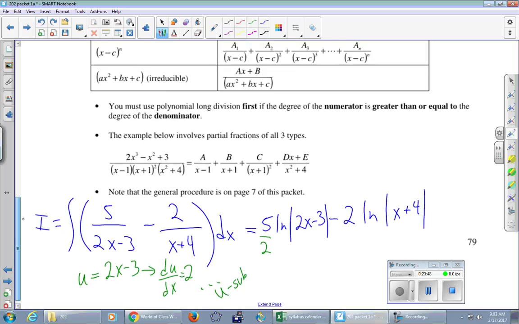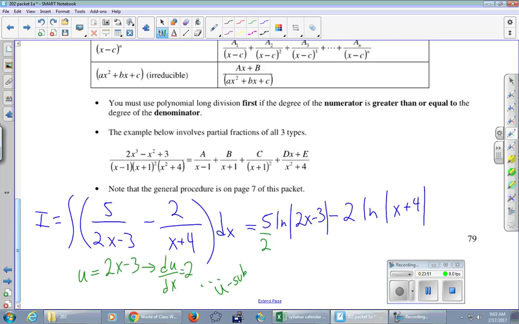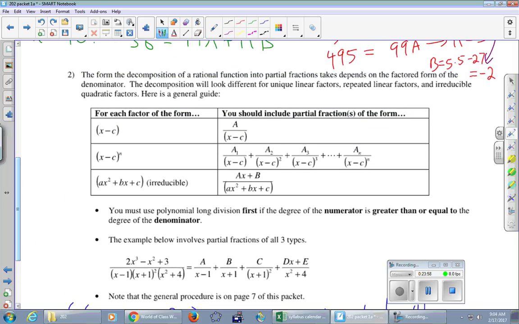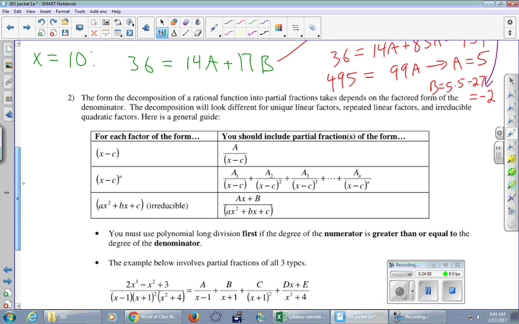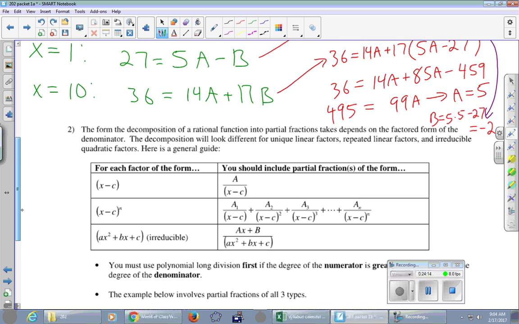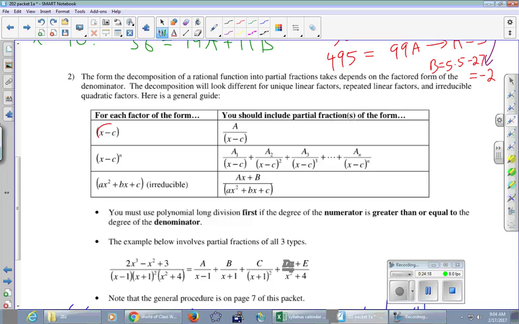Okay, so let's look at some stuff in general about this technique. Again, it's called partial fractions. So here's the idea. The form the decomposition of a rational function into partial fractions takes depends on the factored form of the denominator. In our case, our denominator became 2x minus 3 times x plus 4. So any factor that you have that just looks like an x minus some number, like an x plus 4, x minus negative 4, you just put a number on top of that thing. So A over one of them. It was actually okay that there was a 2x in the front of ours.